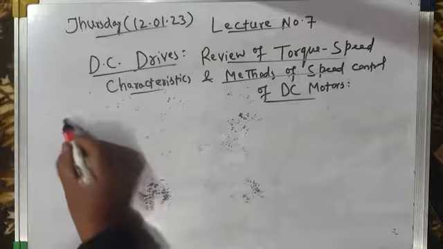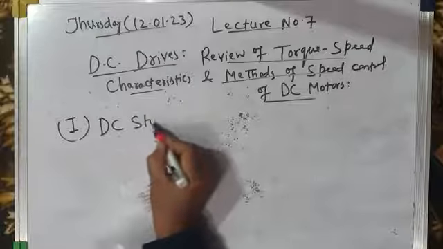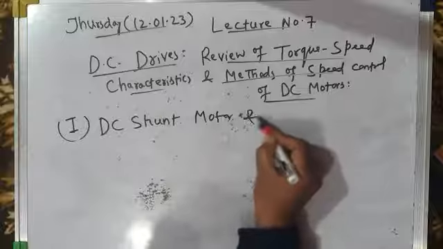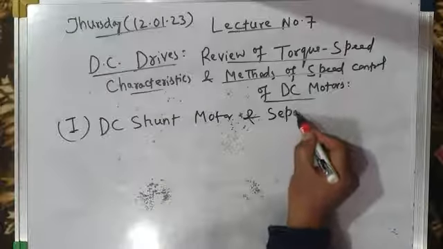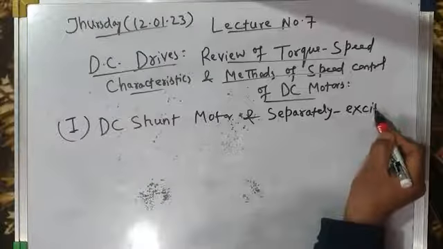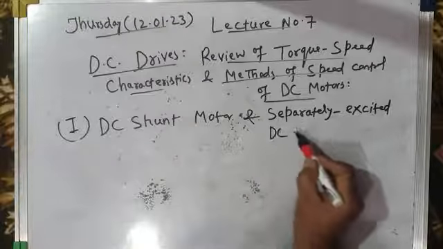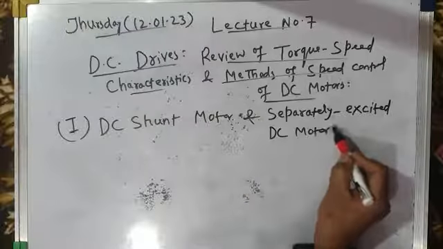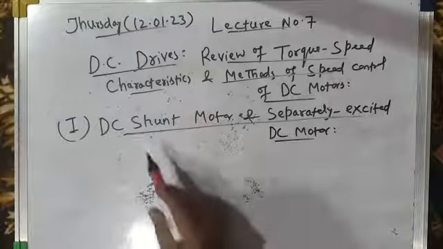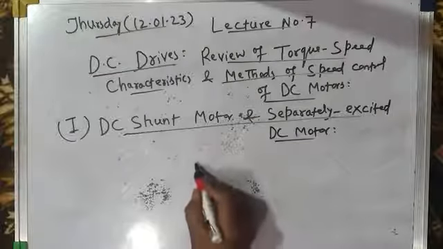So first of all, we will take the DC shunt motor. And of course, we'll take the separately excited DC motor because the characteristics of separately excited DC motors and DC shunt motors are somewhat similar. So let us discuss torque speed characteristics and methods of speed control of the DC shunt motor and separately excited DC motor. A DC shunt motor looks like this.